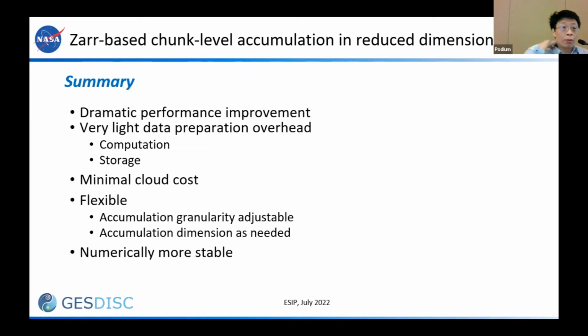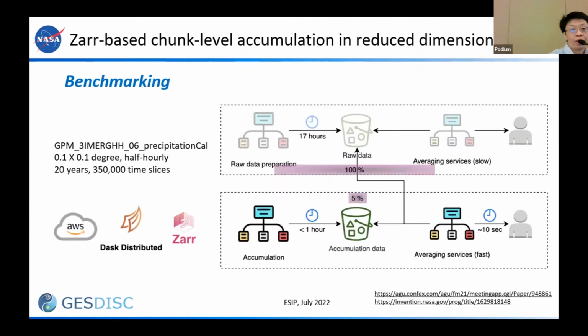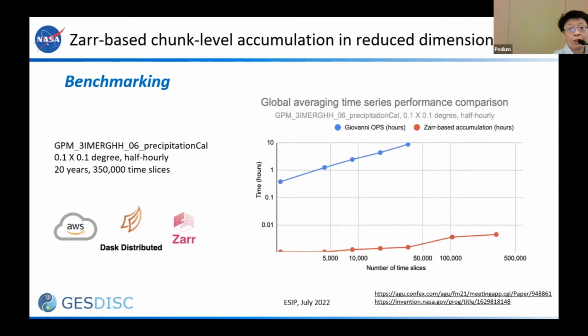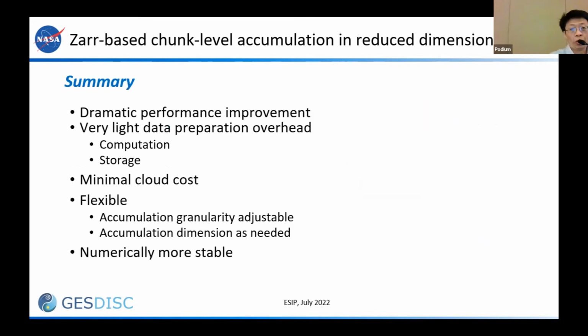So to summarize, this Zarr-based chunk-level accumulation in reduced dimension method provides dramatic performance improvement with very little data preparation overhead and with very minimal cloud cost. It is also very flexible. For example, if you think this 5% extra storage is still too much, you don't have to accumulate every single chunk. You can accumulate every few chunks, which can make things even faster, but the performance may not be super good, but still going to be much better than without the accumulation. Again, with a little help, we have a very dramatic performance improvement, and they are tunable. And finally, they're also numerically very stable because things happen in reduced dimension. The chance of data overflow is very low.